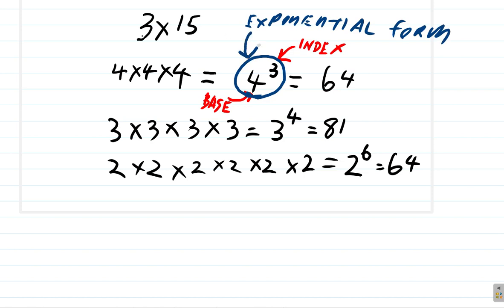This is the exponential form of writing 4 by 4 by 4. Alright? So here, you have 4 raised to the power of 3. That's what you say here. In this case, this is 3 raised to the power of 4. 3 is the base and 4 is the index, right? 3 is the base, 4 is the index. 3 raised to the power of 4. This is 2 raised to the power of 6. 2 is the base and 6 is the index.